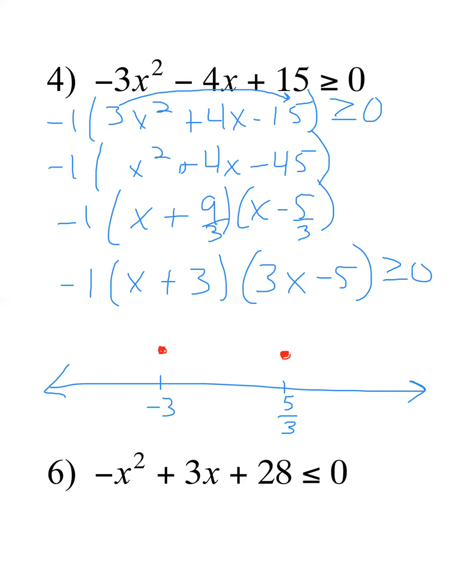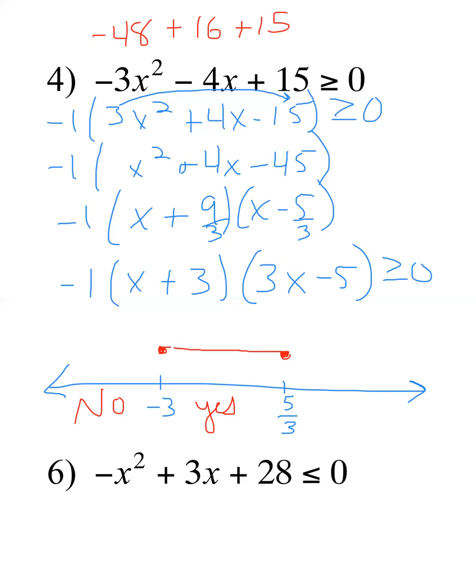So let's just throw in -4. So that would be, let's see, I'd get a -48, and then +16 plus 15. And that's going to get me a negative, and I want greater than or equal to 0. So that does not work over here. And then I'm going to pick a number in between -3 and 5/3. So I might as well pick 0. So I would get out 15, which is greater than or equal to 0. So that's a yes. That's going to work, this whole region here.